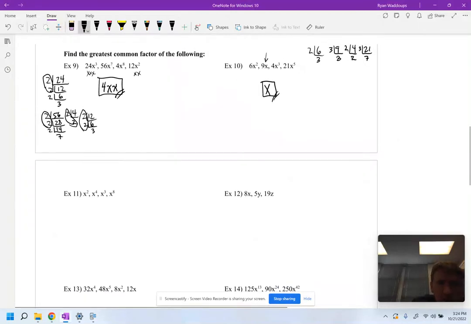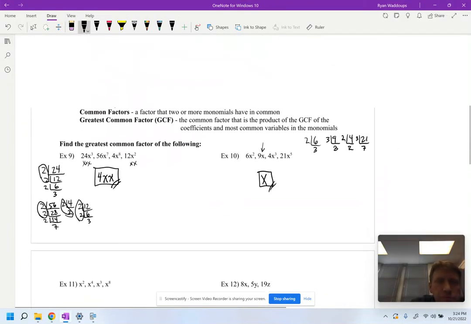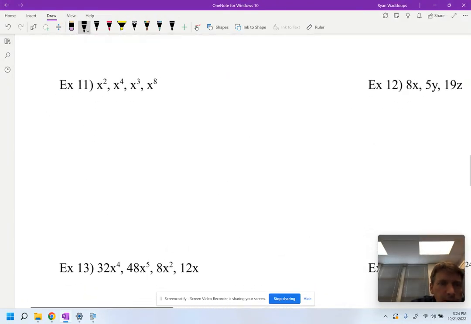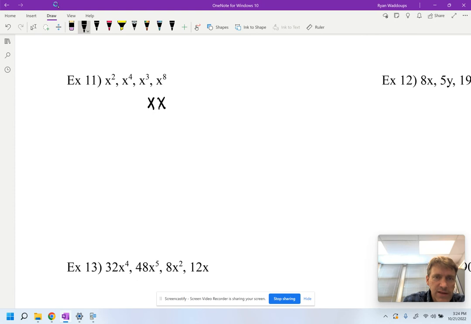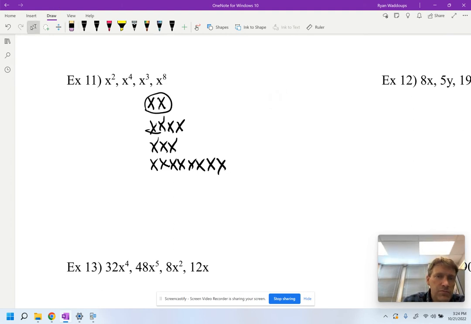All right, let's do some more practice examples here. Example 11. x squared, x to the 4th, x cubed, and x to the 8th. Some of your teachers might actually have you write this out as x squared is x times x, and x to the 4th is x times x times x times x, and x cubed is x times x times x, and x to the 8th is x times x times x times x, 4, 5, 6, 7, 8. And so how many do they have in common?